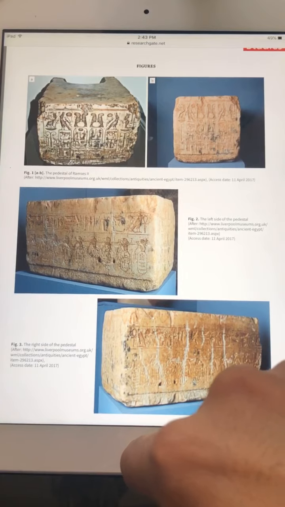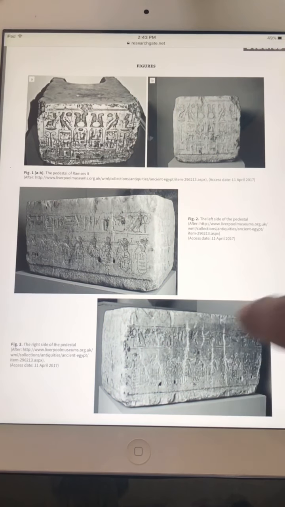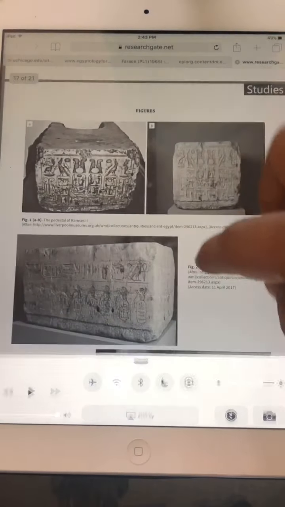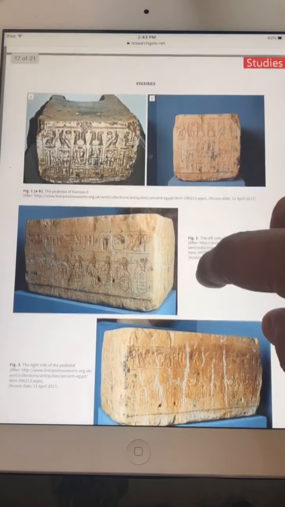So I'm going to show you another picture. I don't know why it turned gray, but okay. There we go.